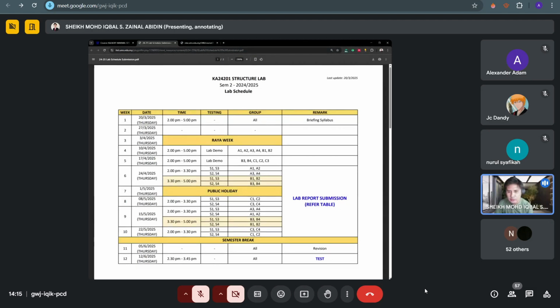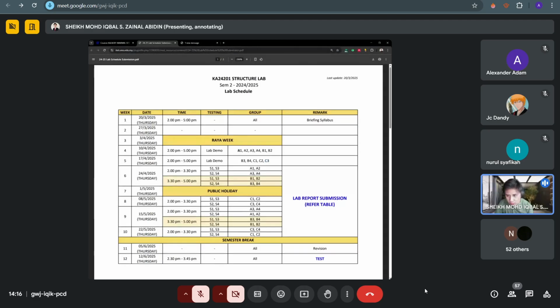All right. So now is week 1. So today is just the lab briefings. All right. Next week, we don't have any labs, all the way up until Raya. So we don't have any activity for this course until after Raya, which is the 10th of April. This is where we start our lab demonstration. All right. So you will be assigned to groups from A1 to C3. Depending on your group, please follow this schedule according to your group, right?